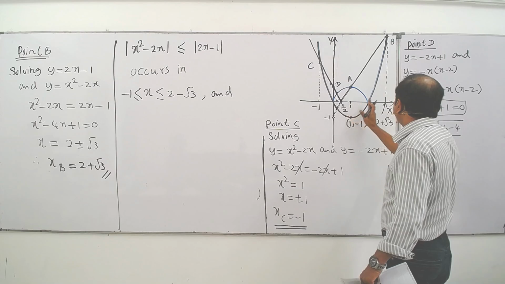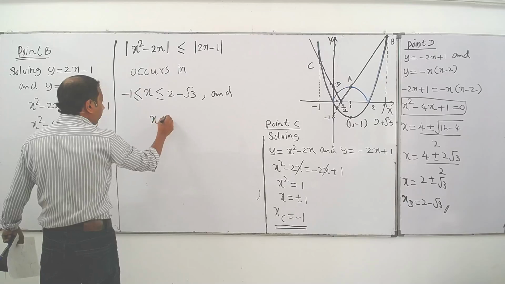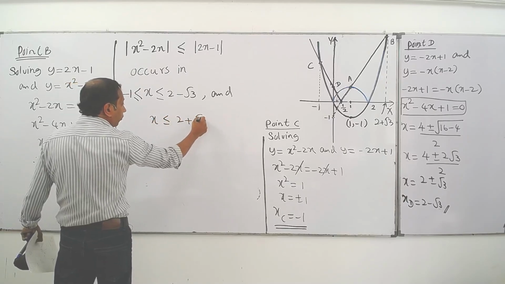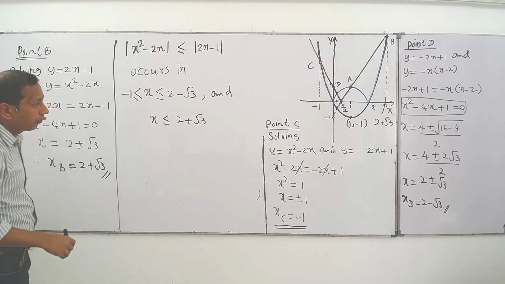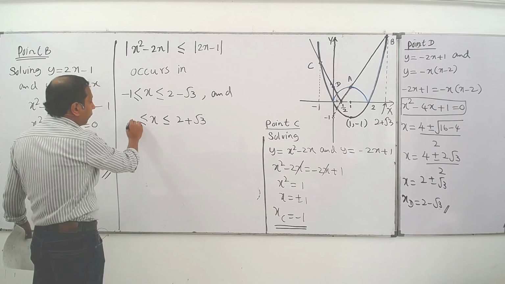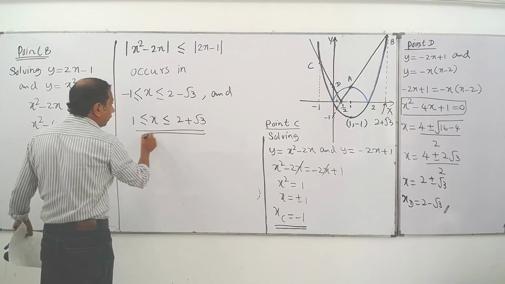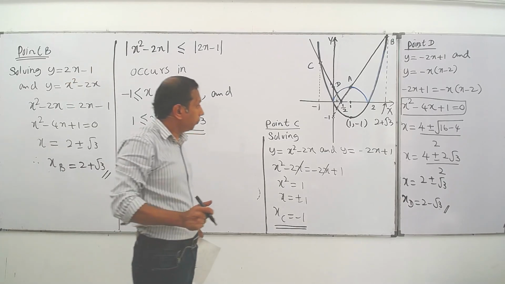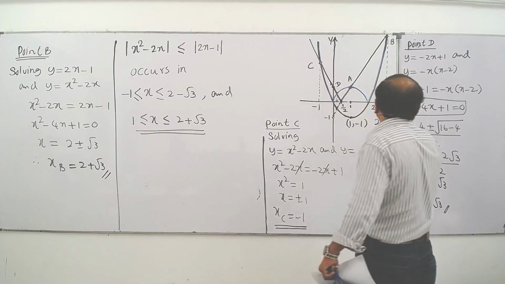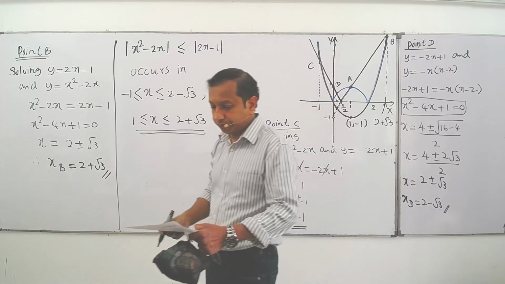And then on the right of 1 and left of 2 plus root 3, x is less than or equal to 2 plus root 3 and greater than or equal to 1. In these two intervals, this and this, both intervals, that inequality becomes true. Correct? 2 plus root 3 on the left and on the right of 1. Correct? Okay. Right.